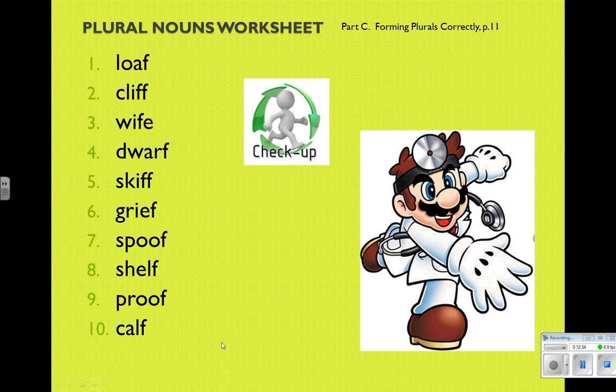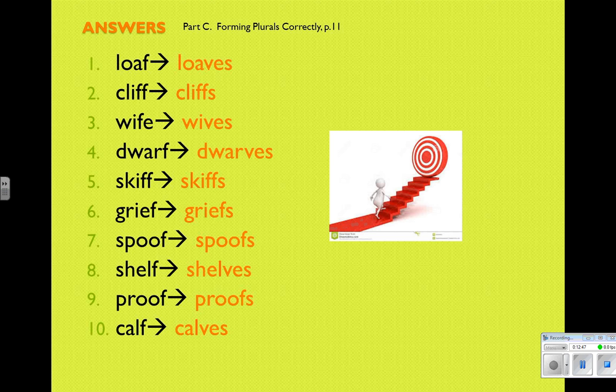All right, here's your last checkup of the day. You ready to rock this? Do 1 through 10, and then hit play when you are ready to go over the answers. Go ahead, get started. Don't talk. And here are the answers. Loaves, cliffs, wives, dwarves, skiffs, griefs, spoofs, shelves, proofs, and calves. All right, if you need to pause this, check your answers, go ahead and do so. Otherwise, you can let this play and move on to the next slide.